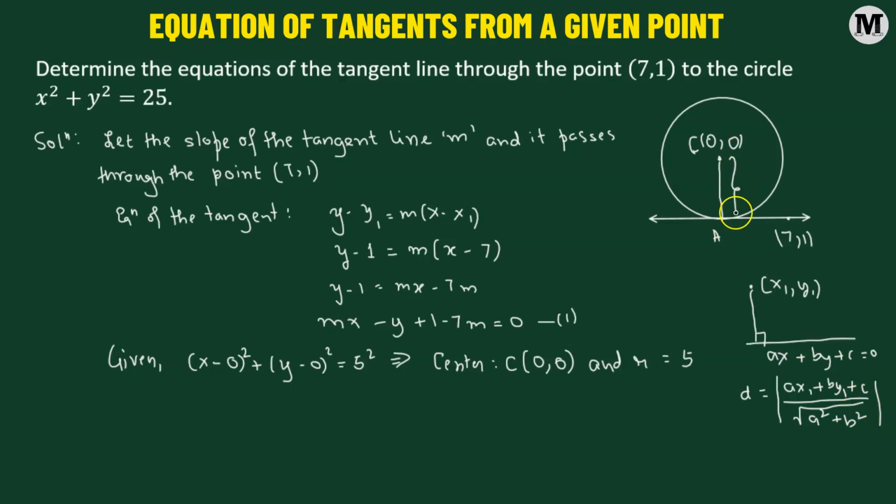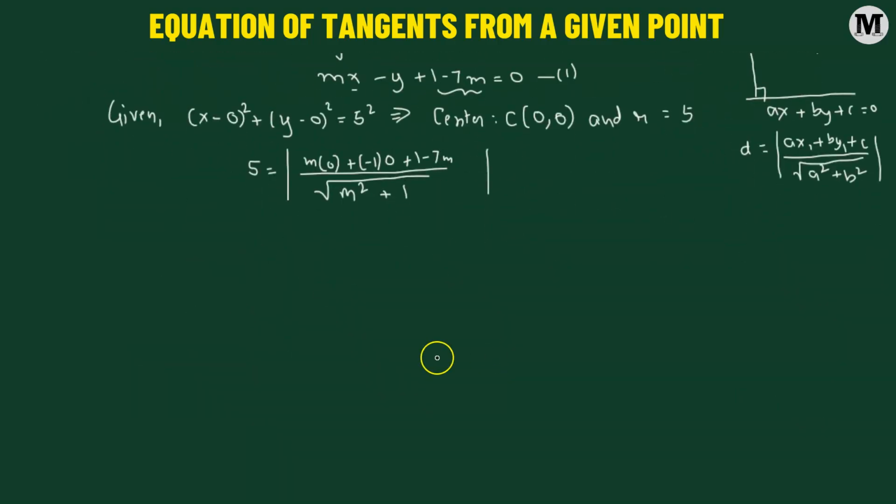Now, in our case, CA, which is nothing but the radius of the circle, so 5, will be equal to the absolute value of the following. In the numerator, we begin with the coefficient of x, which is m. Now, m will get multiplied with the x coordinate of the center, so that will be simply 0. Then we consider the coefficient of y, which in our case is negative 1, multiply it with the y coordinate, 0, and add it to the first term. And then we are left with the constant term, so that's 1 minus 7m, divided by the square root of m squared, which is the coefficient of x squared, plus the coefficient of y squared, so that's 1. We're going to solve this equation to obtain the value of m.